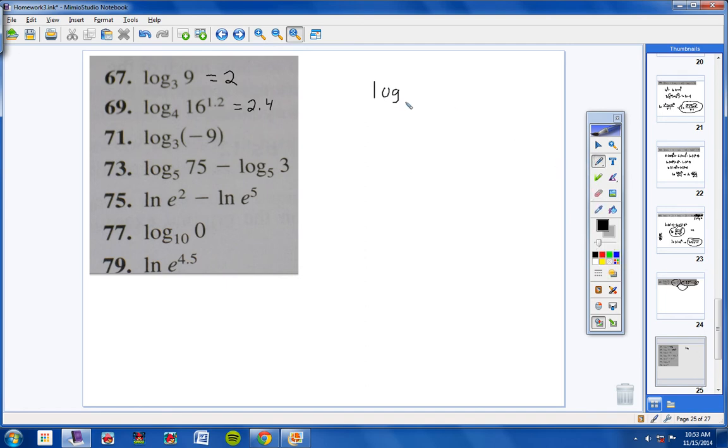Log base 3 of negative 9 equals x. So negative 9 equals 3 to the x. And we can stop right now. Never can you take the logarithm of a negative number. Never. So the answer is no solution. Can't be done. Why? Because the argument is negative. Also, if the argument was 0, you cannot do it either. You cannot take the logarithm of 0 or a negative number.